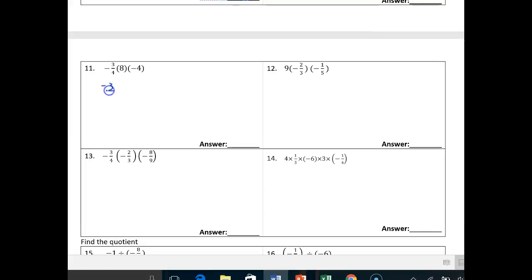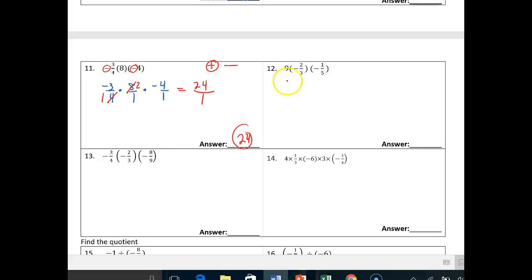Number 11, -3/4 times 8/1 times -4/1. Oops, this is -3/4, not -3/8. All right, so let's cross cancel the 4 and the 8. I can go ahead, divide them both by 4. 4 divided by 4 is 1. 8 divided by 4 is 2. So let's go ahead and multiply straight across. First of all, between positive and negative, I have 2 negatives, so my answer will be positive. So I can forget all about the negatives. So 3 times 2 is 6, and 6 times 4 is 24. 1 times 1 times 1 is 1, so my answer is 24.